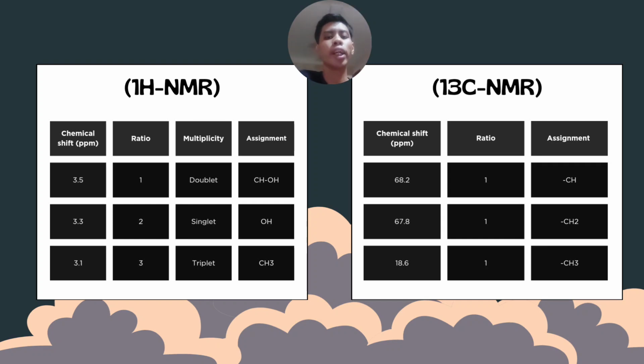And 67.8 ppm. The ratio is 1 carbon. Assignment: this is the carbon CH2 adjacent to the hydroxyl group. The carbon is also influenced by the OH group, hence it appears downfield. Last is 18.6 ppm. The ratio is 1 carbon. Assignment: this is the methyl carbon, CH3. Methyl groups appear upfield, which means lower ppm, because they are less affected by electron-withdrawing groups.